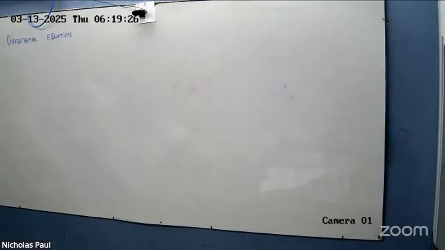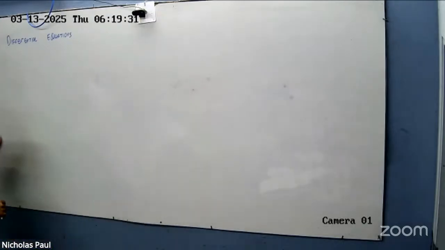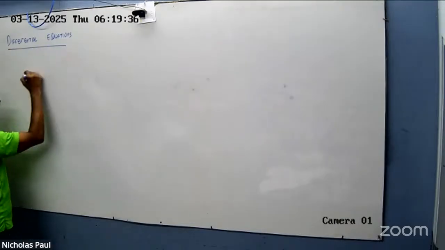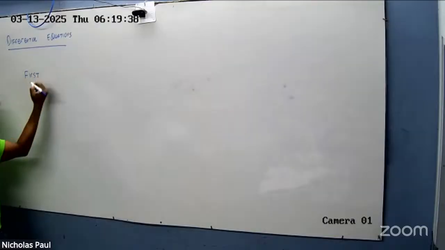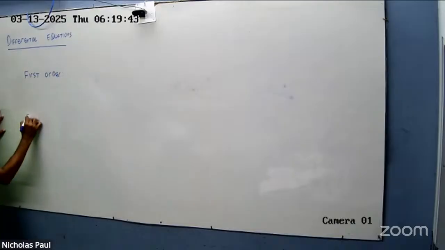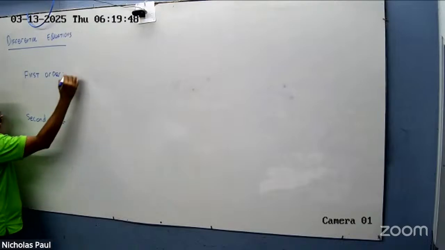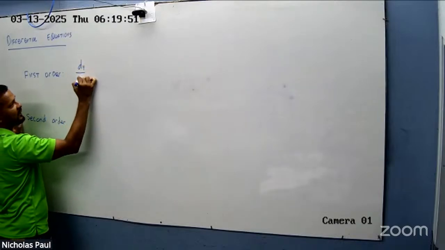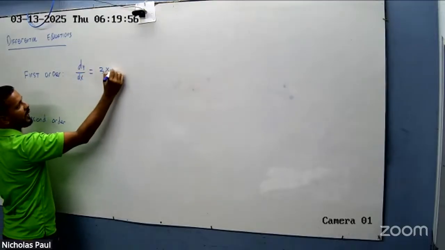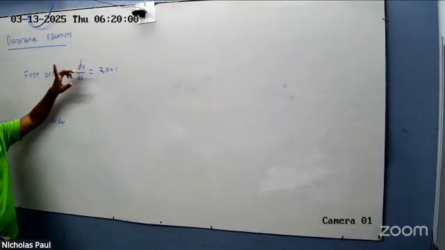All right, so we're looking at differential equations. There are two types of differential equations that we are going to look at. In your exam, you'll really be focusing on first order, not really second order. How you identify the order is by the highest differential. So if I give you something like dy/dx equal to some function, let's say 3x plus 1, that's a first order. The highest differential is 1.